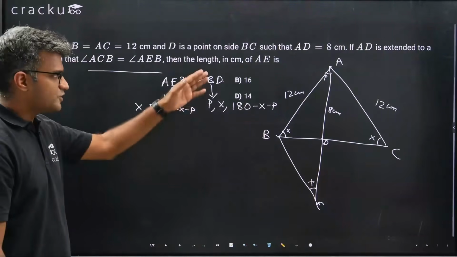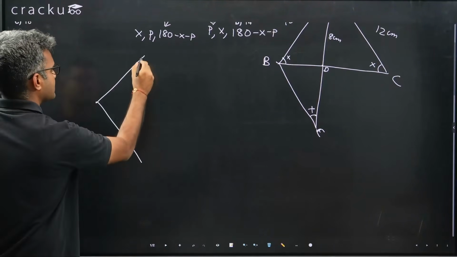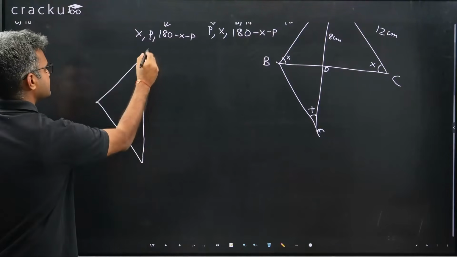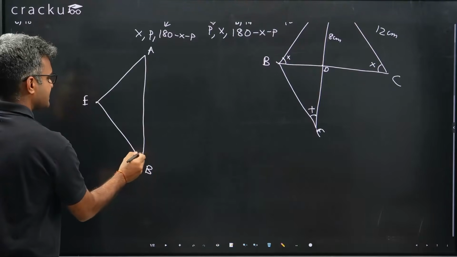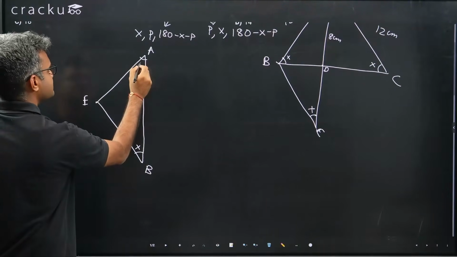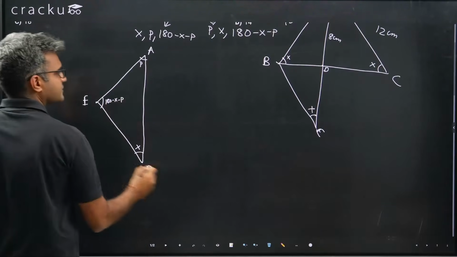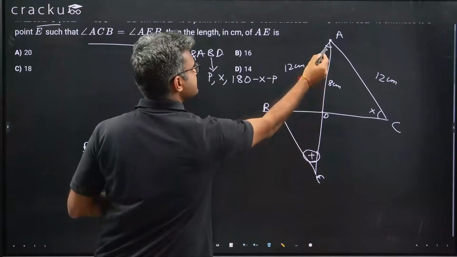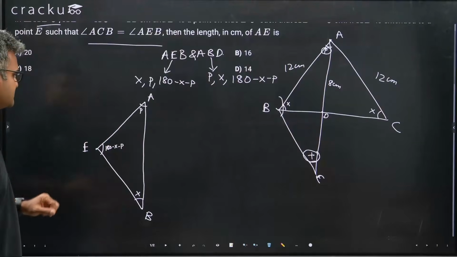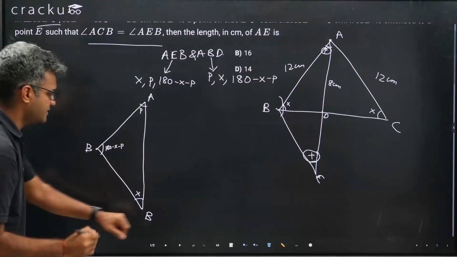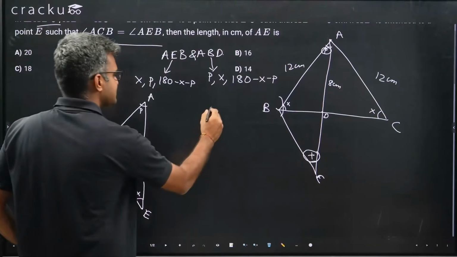Just to avoid confusion, let me draw these two triangles separately. This is AEB. This is A, this is B, and this is E. This angle is X. This angle is P. This entire angle will be 180 minus X minus P. This is AB. Similarly, about ABD, this is ABD.